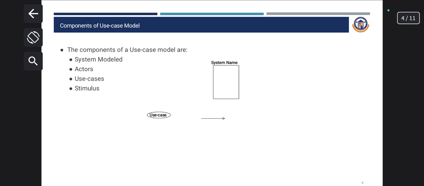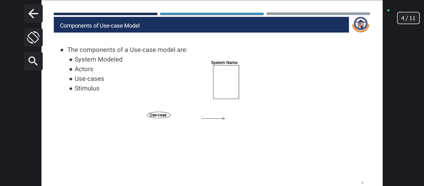The system name in that box indicates the boundary of the use cases. Boundary means we can have some use cases contained within the limit. Beyond the limit, the use cases cannot be processed further. So for that, we are using system boundaries or system name. And also, the use case model mainly consists of four important components. They are system, actors, use cases and stimulus.